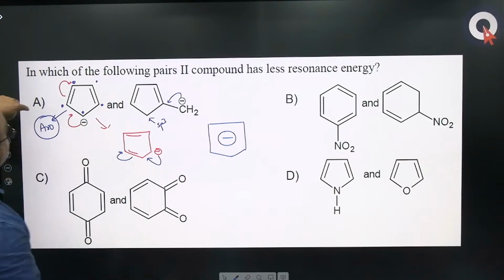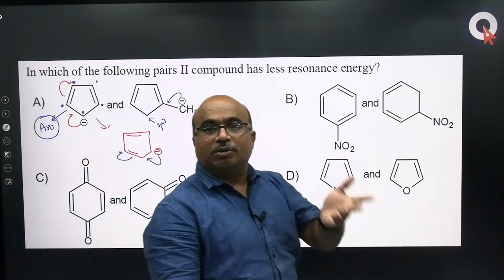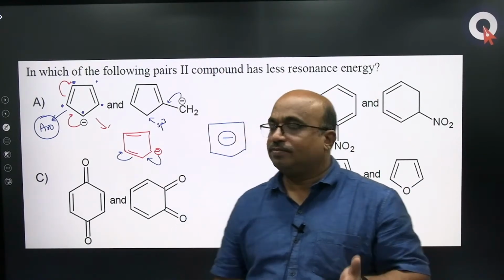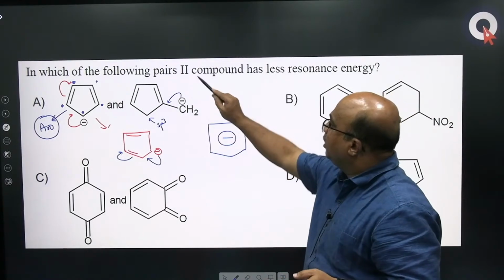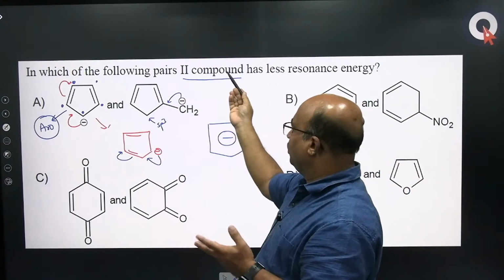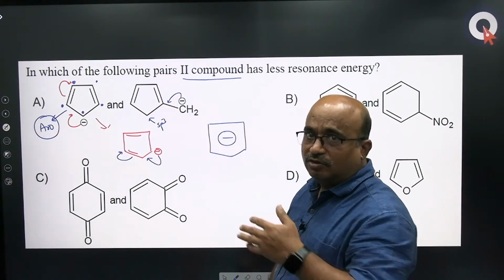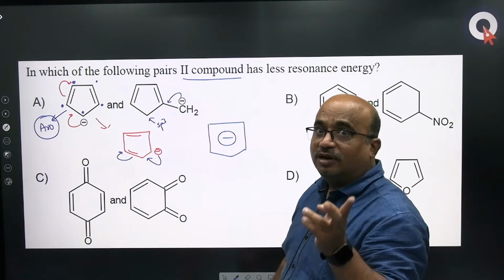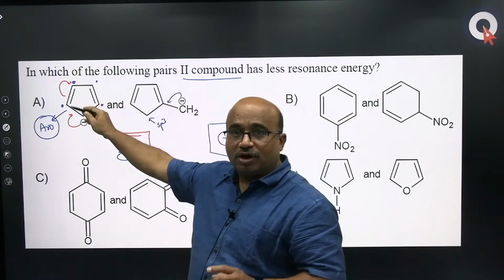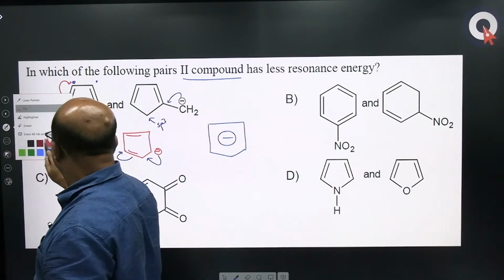So the species which is aromatic gives more stability, so it will have more resonance energy. In the pair of two compounds they gave, this is first and this is second. So compound 2 has less resonance energy. This has less resonance energy, this has more resonance energy. So our option can be 1 first.